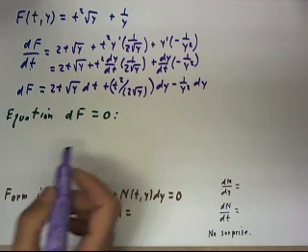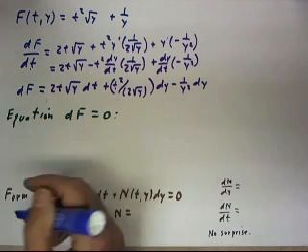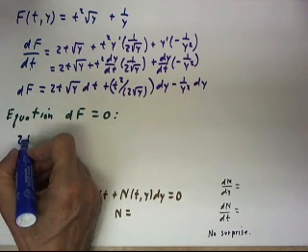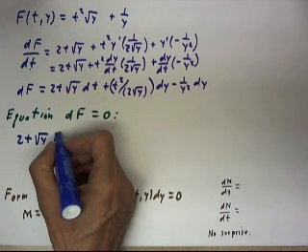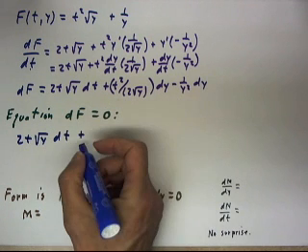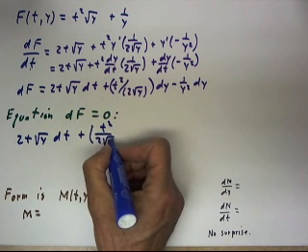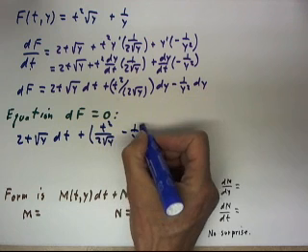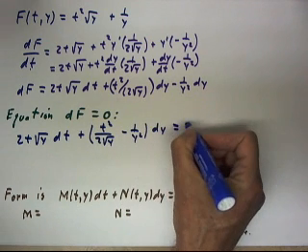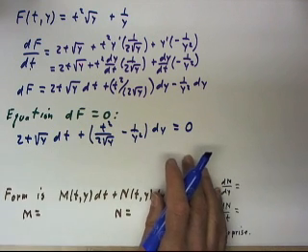Now, we write the equation df equals 0. Okay, df equals 0 is just this equals 0. That equation is just 2t square root of y dt plus, and let's factor all this out of the dy, and we have t squared over 2 square root of y minus 1 over y squared, dy equals 0. Okay, that's our equation, df equals 0.